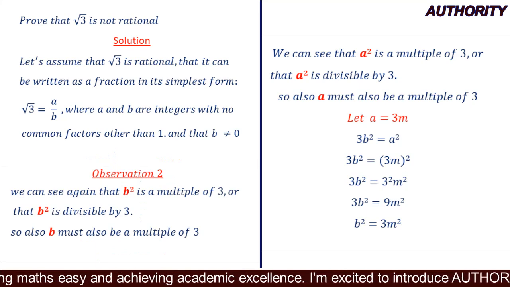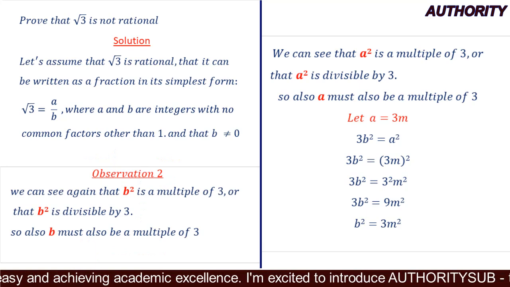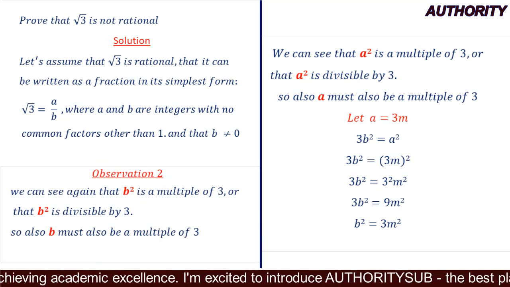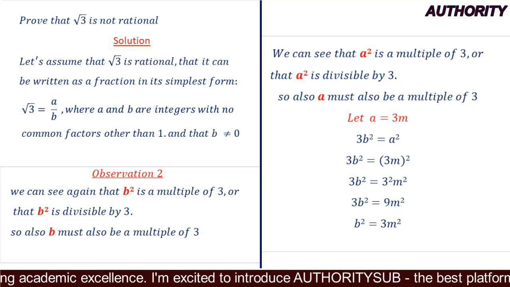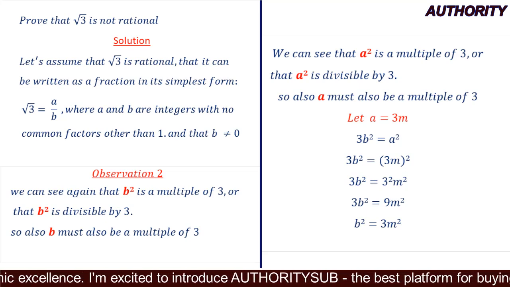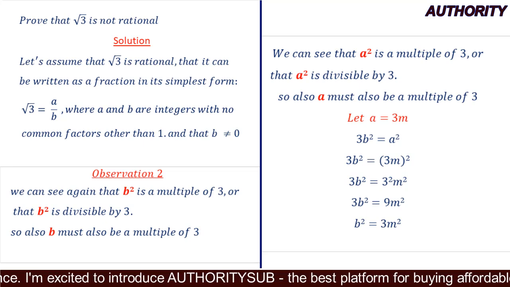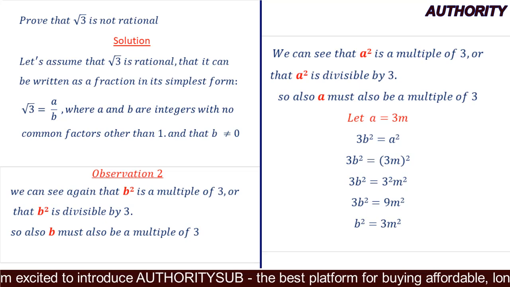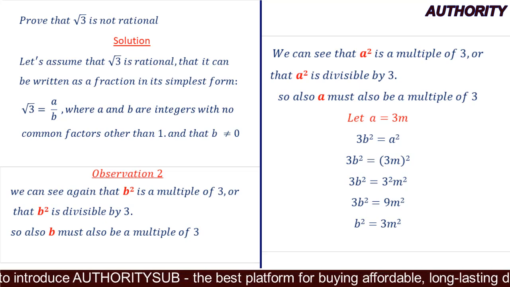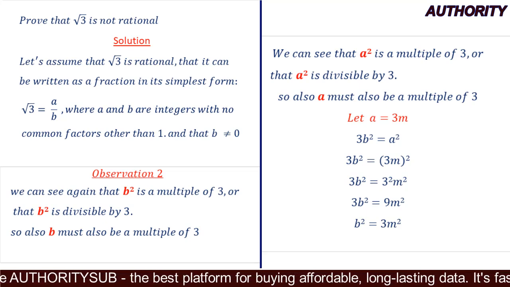Good. Again, let's have another observation. Observation 2. We can see here again that b squared is a multiple of 3, or is divisible by 3. So also b is a multiple of 3. You see what we said in our first observation, that a squared is a multiple of 3. It is also the same thing here. B squared is also a multiple of 3. So that is observation 1 and observation 2.